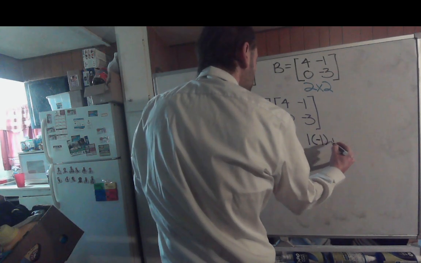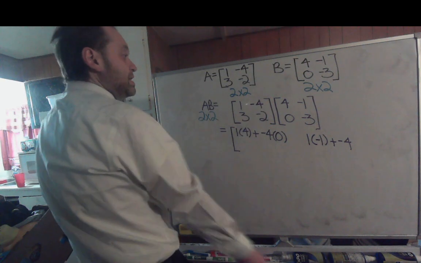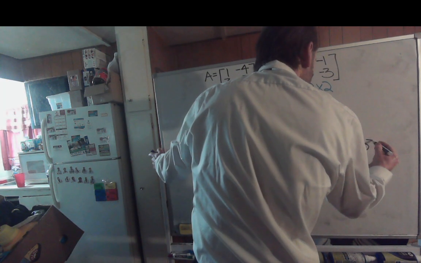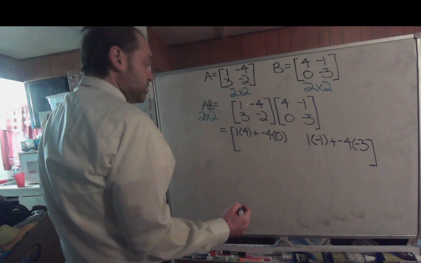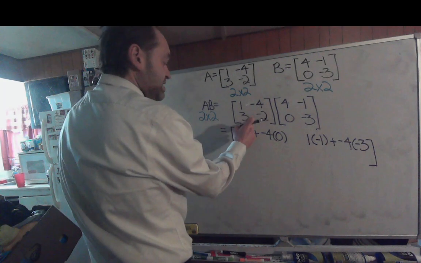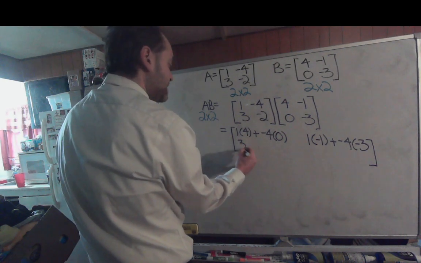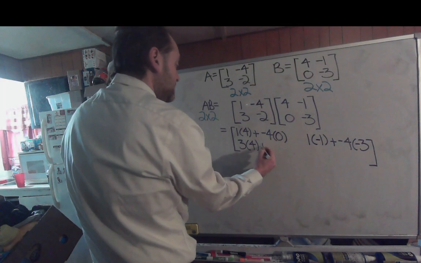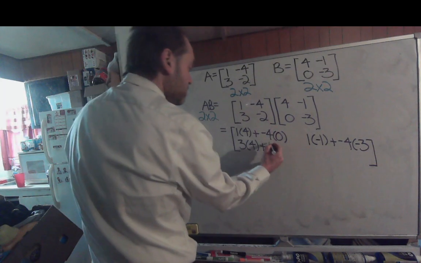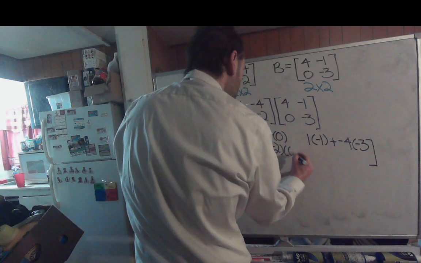So you'd end up with 1 times -1 plus -4, your second number in the first row, times the second number in your second column, -4 times -3. Now you're going to do the first number in the second row times the first number in the first column. So that would be 3 times 4 plus that second number in the second row of -2 times the second number in the second column of 0.